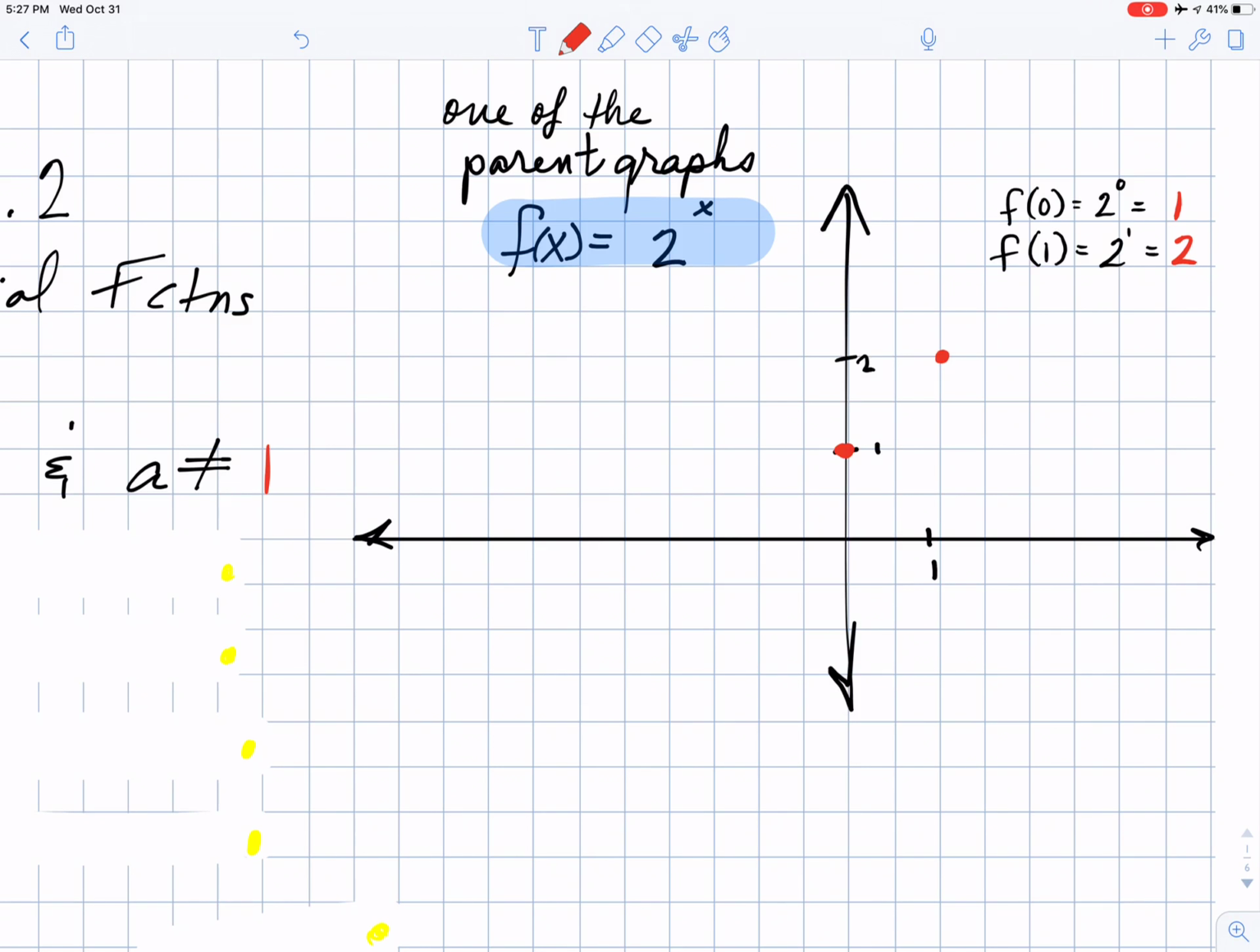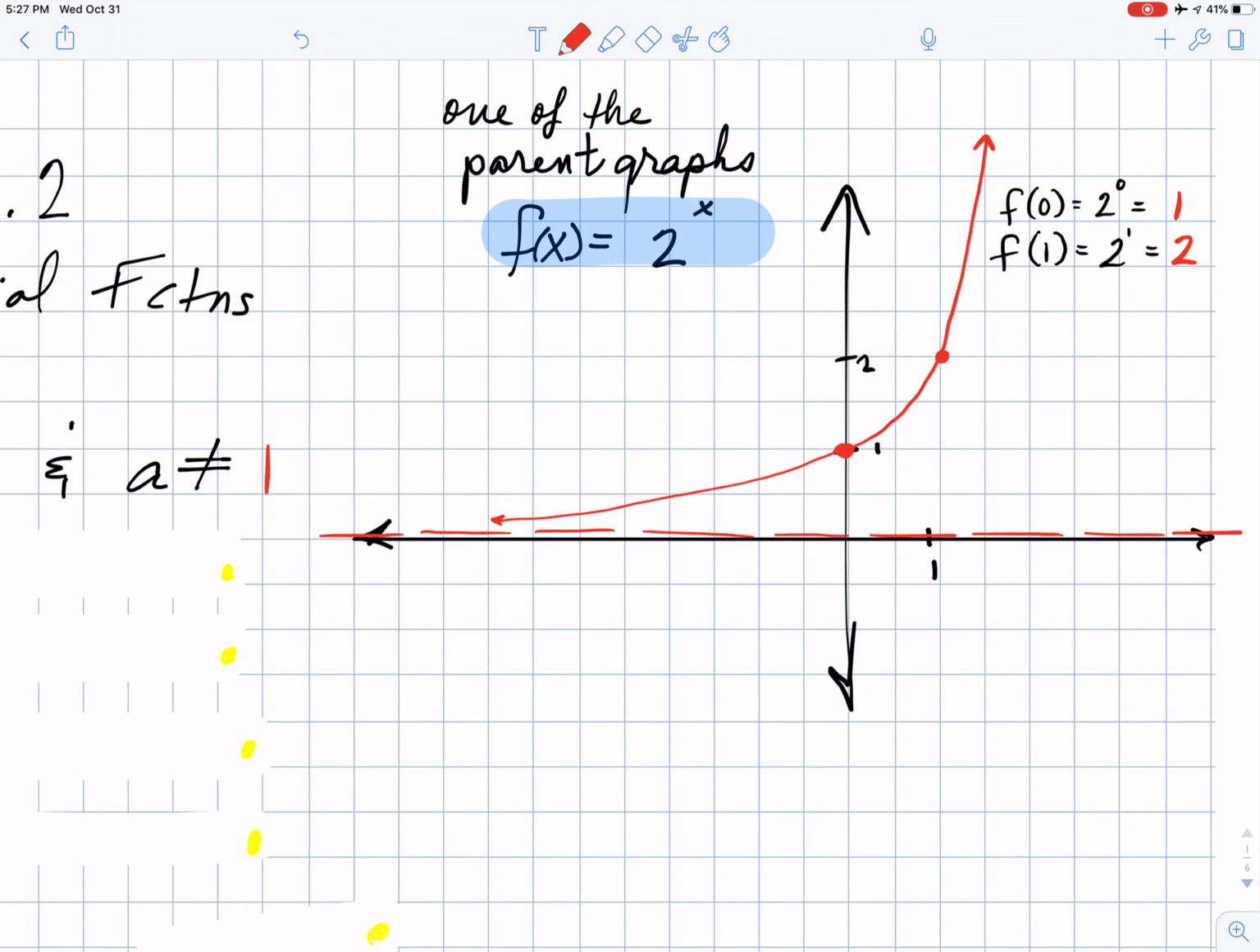This particular function cannot be negative. There's no x value that I can plug in that's going to cause it to be negative. So that means I'm going to have a horizontal asymptote on the x-axis, and I'll have no graph below that. The left side of my parent is going to get closer and closer to my asymptote. The right side of my parent almost looks like a parabola. It's going to get up there very quickly.